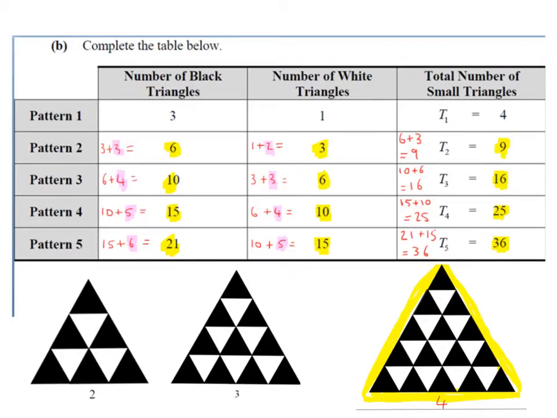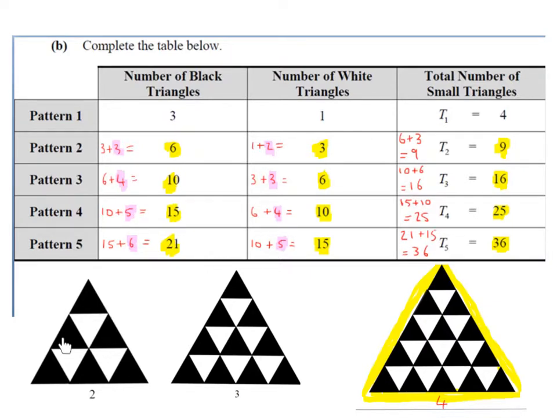So in the first term, there was 1 white triangle. And then in the second term, we can see there was 3. And 1 plus 2 makes 3. In the next term, there were 6. So we had the original 3 from term 2. Then we added on 3 to make 6.